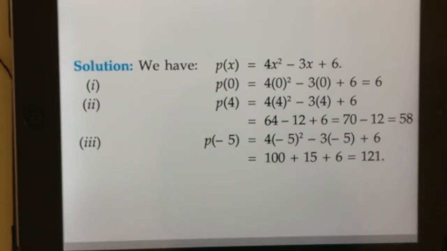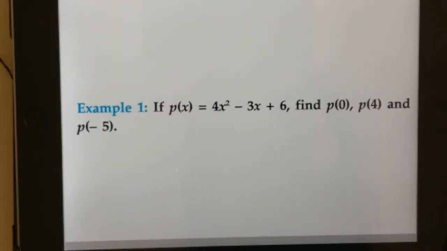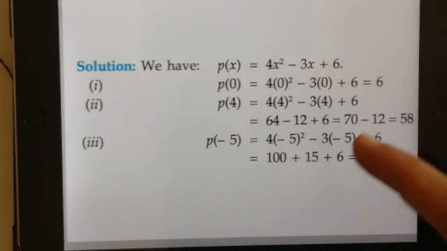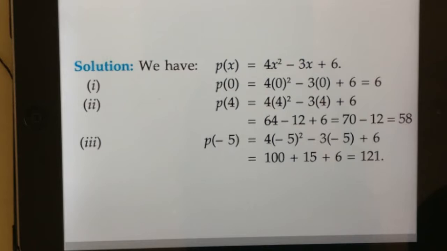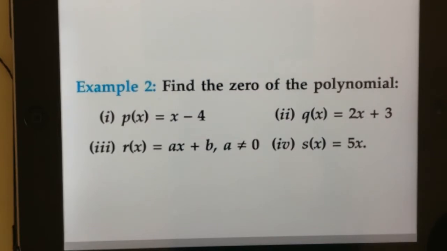So what you are doing to find the values of the given polynomial? You're just substituting the value of x in the polynomial one by one for all the 3 sub questions, and you are finding the value of the given polynomial at the given value of x. Very, very simple. Let's go to the next question.